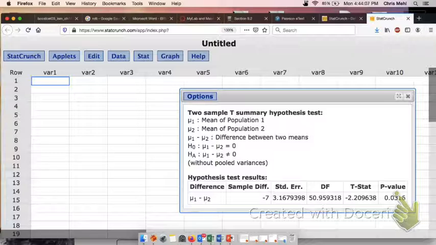Now what I'm doing right now is writing this down. So t is approximately negative 2.21. Make sure you're looking down here. There's your test statistic and there's your p-value. And notice that the degrees of freedom in this problem ended up being 50.959318. But all you really need to look at is the test statistic and the p-value down there.